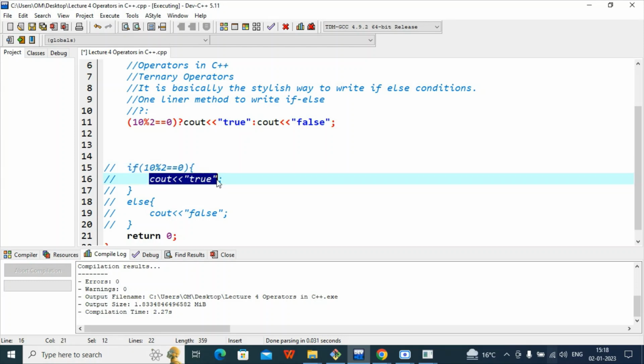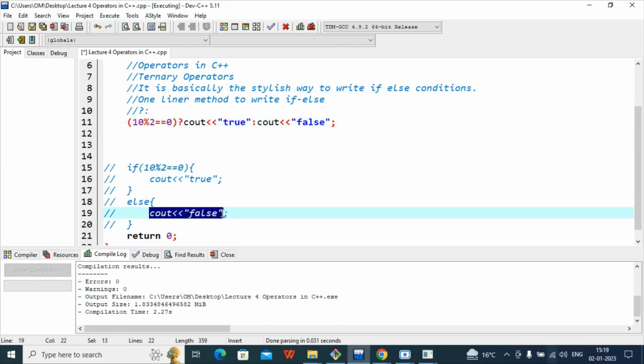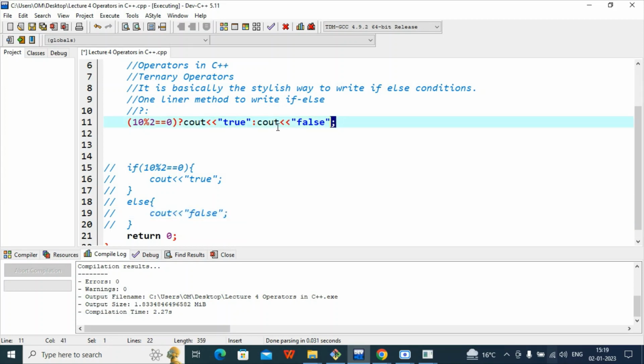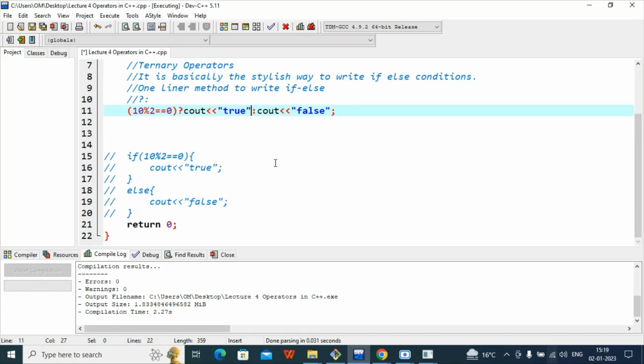Copy pasted this line, then for else you put a colon here, and then the next line of this condition, and then with a semicolon, because now it has ended. If in midway you put a semicolon, it means it has ended, and then there is no meaning of this cout false and colon. So that's why no semicolon here. You see now, it worked, it gives you true.